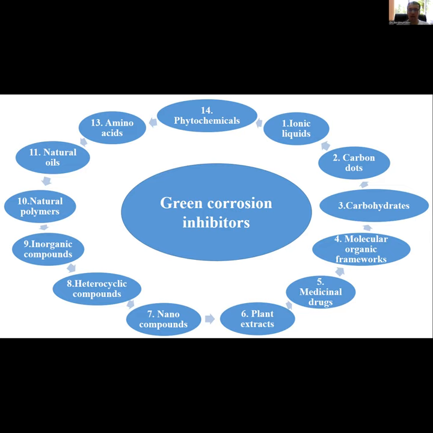The next one is expired medicinal drugs. There are many expired drugs, and these expired drugs may be good corrosion inhibitors. Many scientists suggest using expired drugs in corrosion inhibition science. The next one is plant extracts. These plant extracts are also low cost, because we obtain these extracts from plants, which are very cheap and low cost. The seventh is nanocompounds.